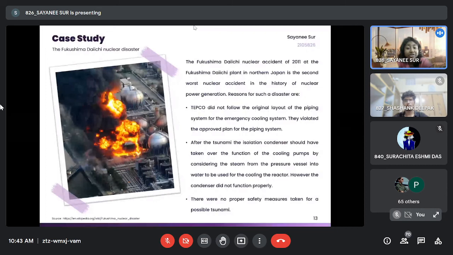TEPCO did not follow the original layout of the piping system for the emergency cooling system. They violated the approved plan for the piping system. After the tsunami, the isolation condenser should have taken over the function of the cooling pumps by using the steam from the pressure vessel into the water to be used for cooling the reactor. However, the condenser did not function properly, leading to overheating, causing a fire, massive destruction, and even more radiation pollution. Japan being in an earthquake-prone zone and hence a tsunami-prone zone, the plant should have taken proper safety measures for a possible tsunami. However, irresponsibility on the part of the plant was observed.